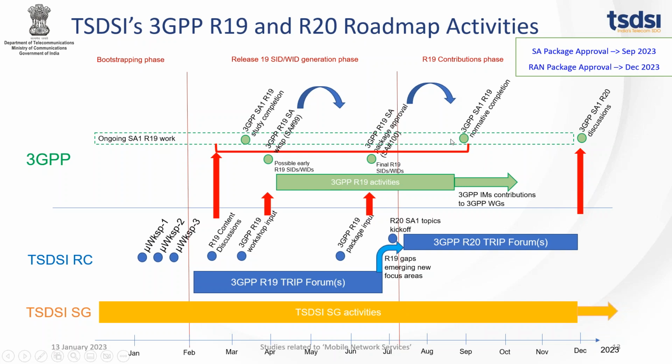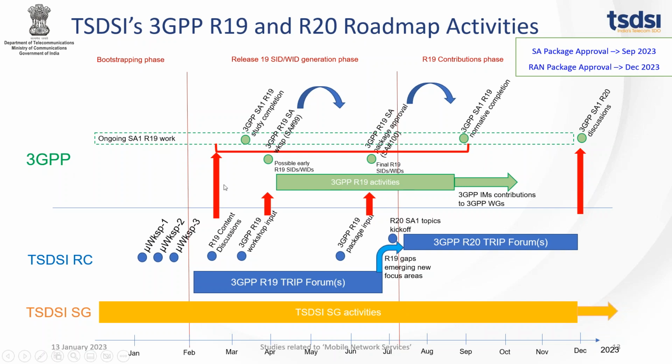The package approval is the time when the content which needs to be studied and the specifications to be created are finalized. For the SA group, or the core group, this will be done in September, and for the RAN group, it will happen in December. So this is the time when your entire release gets frozen. There will not be any change incorporated after it.